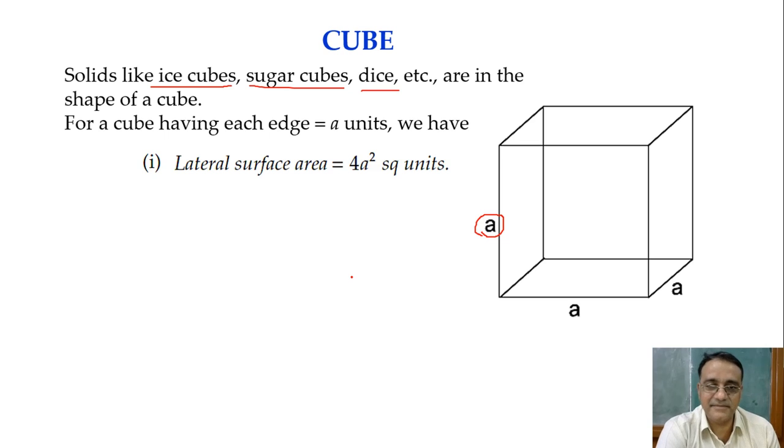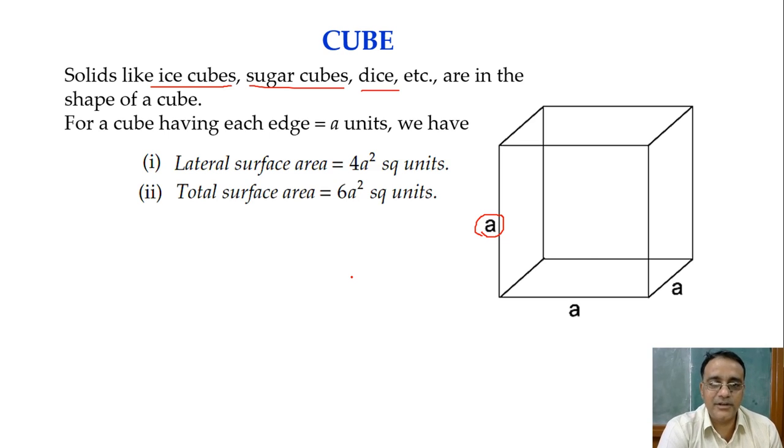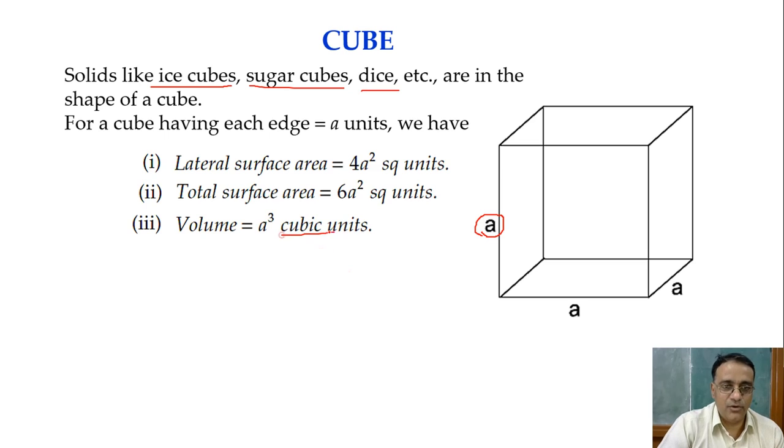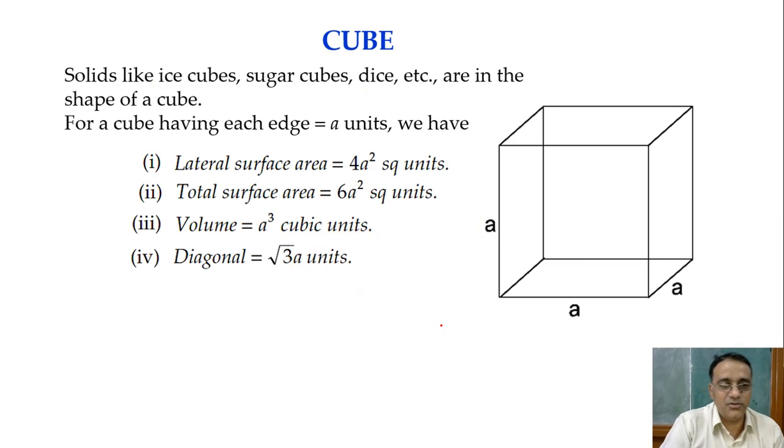Next, total surface area. 6A square. Very good, 6A square units. What is the volume of cube? A cube. Right, A cube cubic units. And what is the diagonal of cube? A square root over A square plus A square plus A square, that means A root 3. A root 3 is the diagonal of cube. Any doubt here?